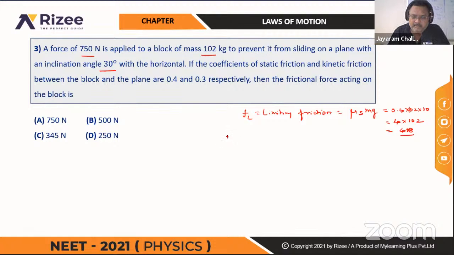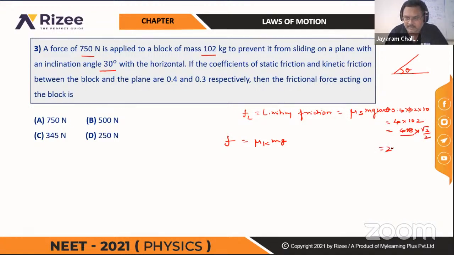That means it starts in motion. Then the friction will be kinetic friction, Fk. Since it is on the inclined plane, the normal reaction should be the cos theta term, and I'll multiply this with cos 30, that is root 3 by 2.